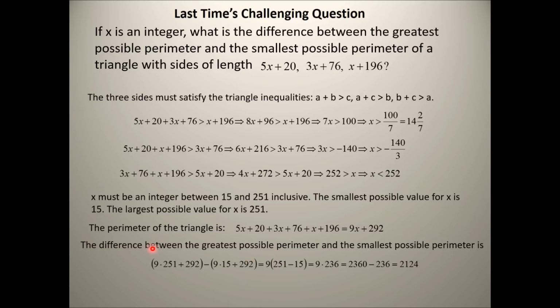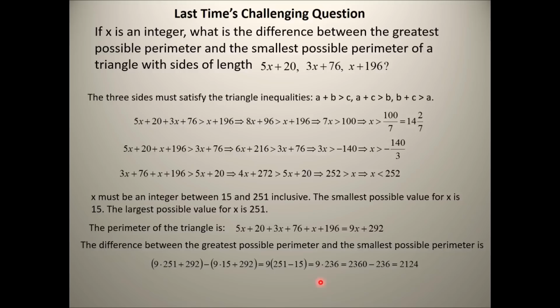So the difference between the greatest possible perimeter and the smallest possible perimeter is 9 times 251 plus 292, that is the largest perimeter, and minus 9 times 15 plus 292, and this is the smallest possible perimeter. Now, to make things easier, when you subtract the 292 from this 292, they cancel out, and then you can simply factor out the 9 to get 9 times 251 minus 15, which is 9 times 236.